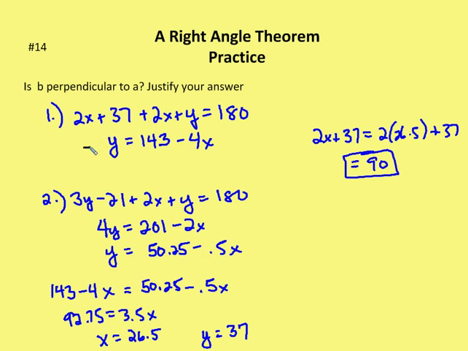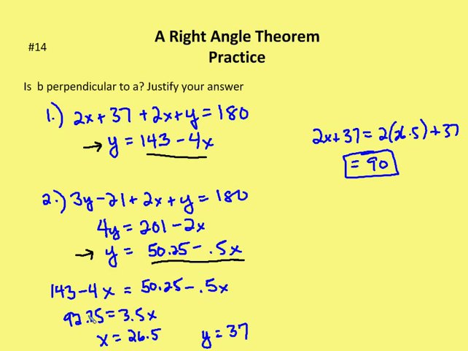Well, I have one value of y that is equal to 143 minus 4x, and another value of y that's equal to 50.25 minus 0.5x. So I set these two values equal to each other because I know that y is equal to y. So I have 143 minus 4x is equal to 50.25 minus 0.5x.